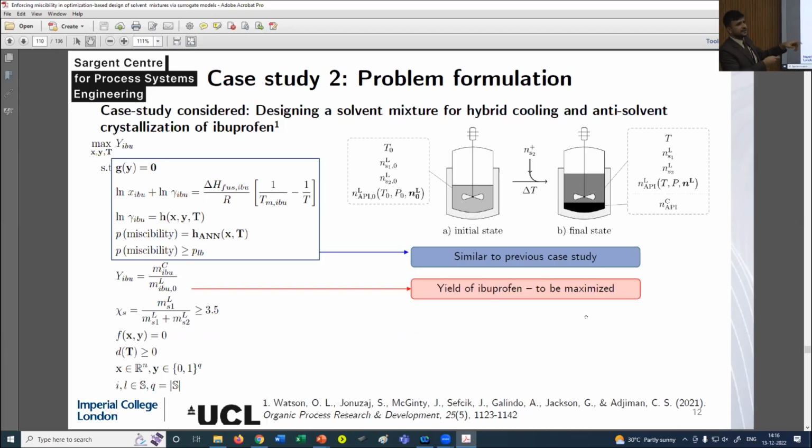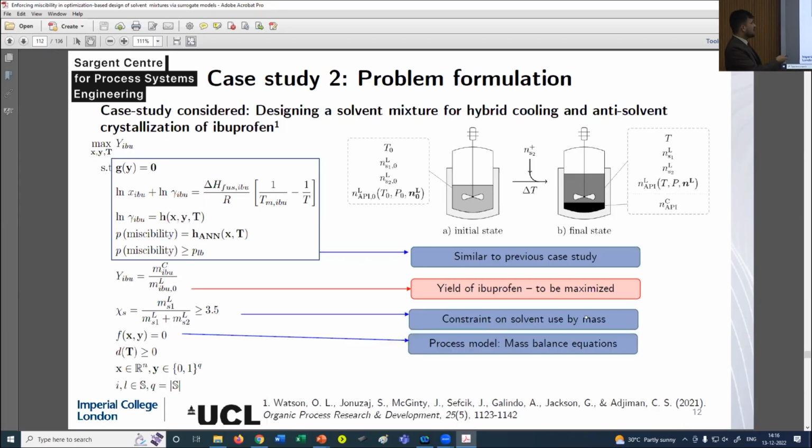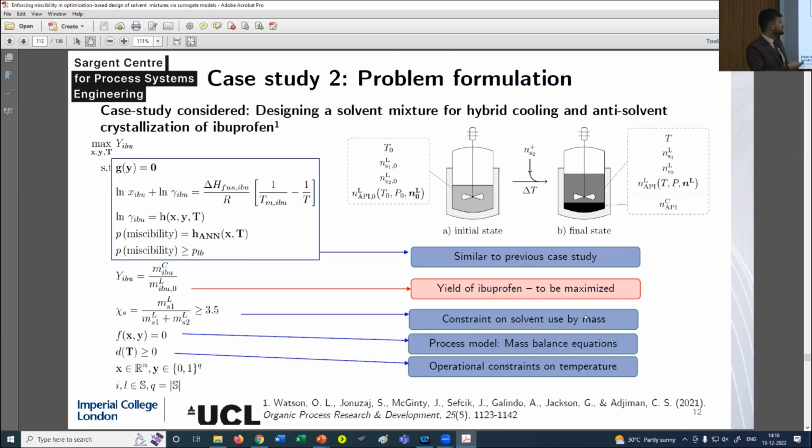Next, here instead of just maximizing the solubility of ibuprofen, we want maximum yield of ibuprofen at the end of the process. So that's our objective. And then we have some mass balance constraints, some operational constraints on temperature and so on. And here the lower bound on probability was set as 0.46.